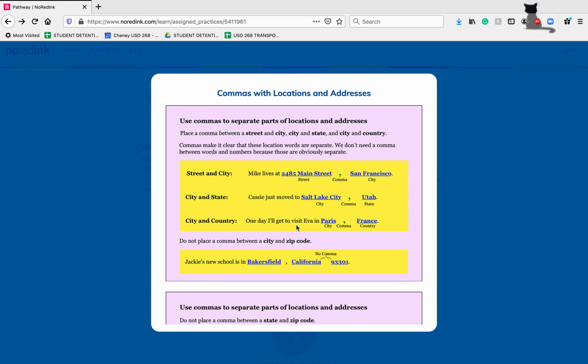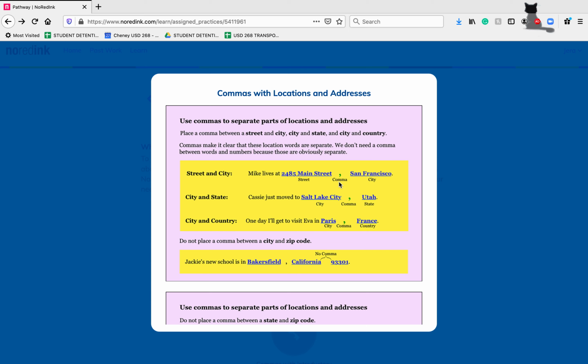We don't worry about putting a comma between the words and numbers because it's pretty obvious that there's a difference when you have those visual numbers, like our 2485 Main Street. We can tell that this is the number, this is the street. There's no confusion there, but when you're looking at all of the words, it could get a bit more confusing, and that's what the comma helps us out with.